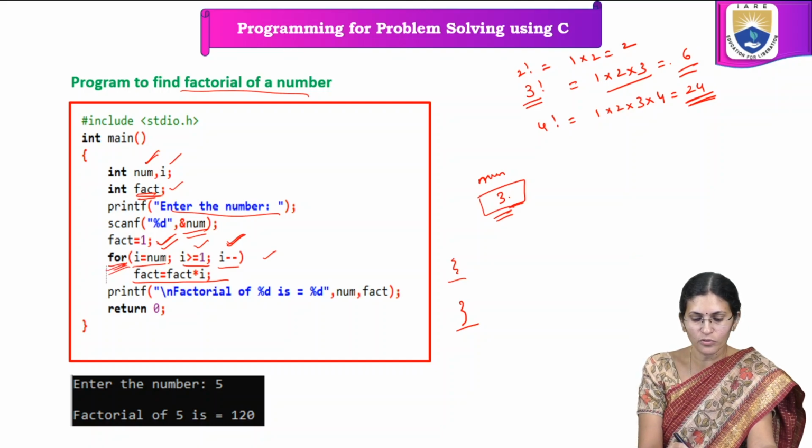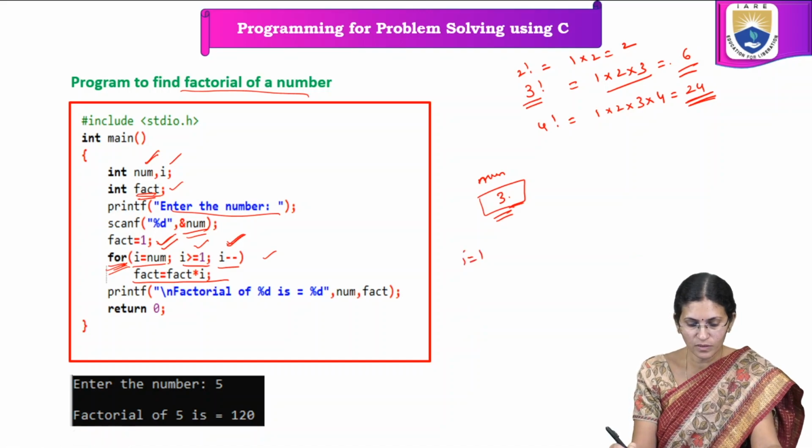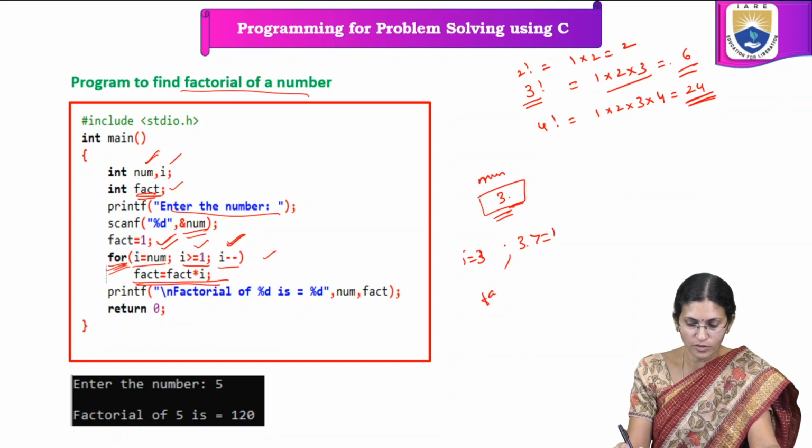So for the for loop, the I value is initialized to num. So I is equal to num means, suppose we have entered the value of num as 3, so I is equal to 3 now. Next, this condition will be checked. 3 is greater than 1. It is true, so this will be performed. Factorial: fact is equal to fact into I. The fact value is equal to 1, that we have initialized to 1.